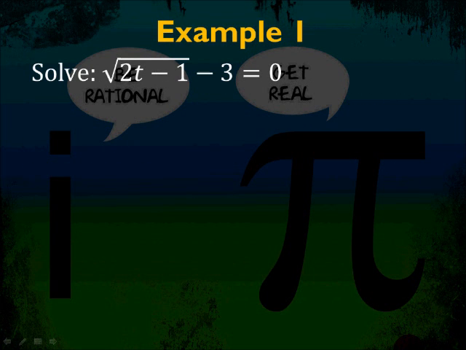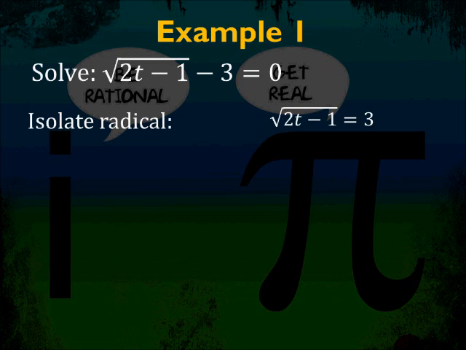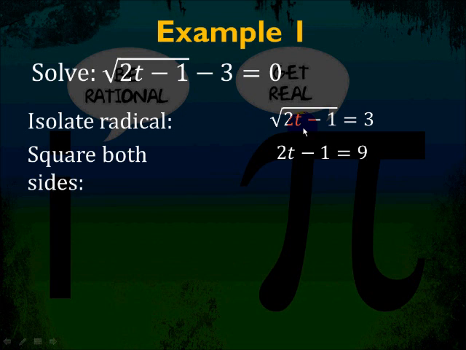So we start with example 1. We have radical 2t minus 1 minus 3 equals 0. The first step is to isolate the radical. So let's move the 3 over to the right side, and you get radical 2t minus 1 equals 3. Step 2 is to square both sides. The square of radical 2t minus 1 is simply 2t minus 1, and 3 squared is 9.